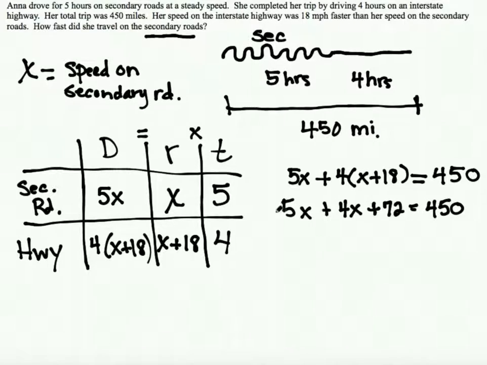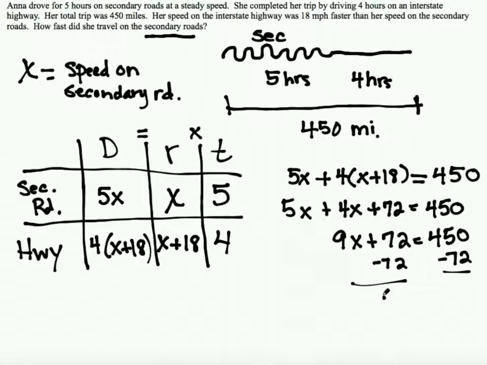Combine like terms, 5x and 4x gives me 9x. So 9x plus 72 equals 450. All right, solving for x, so we're going to subtract 72 from both sides. 9x is equal to 450 minus 72, which is 378. Divide both sides by 9, and I get x is equal to 42.